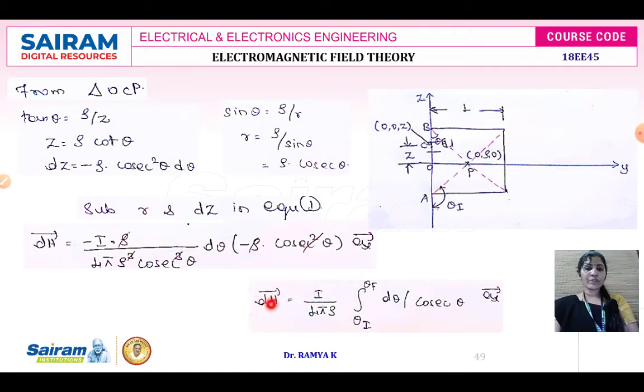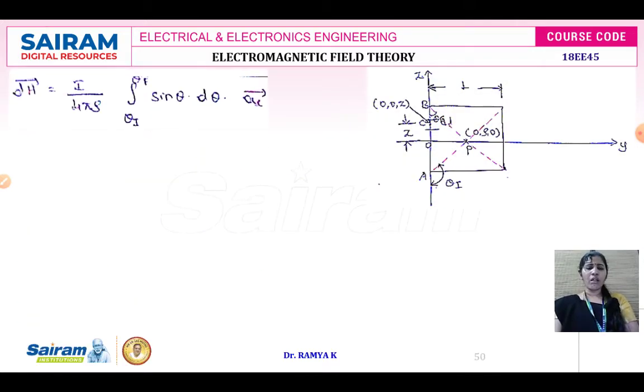If you want to remove this differentiation, we need to integrate it. The integration is done with respect to theta. The theta value varies from theta I to theta f. Theta I is the initial value of the angle made from point A, and theta f is the final angle made at point B.